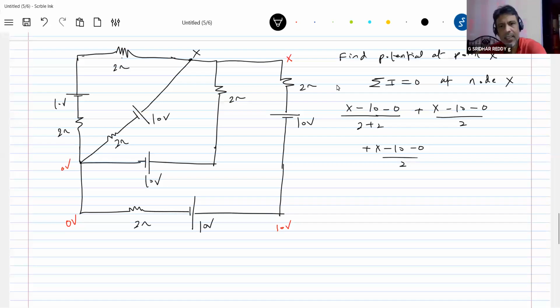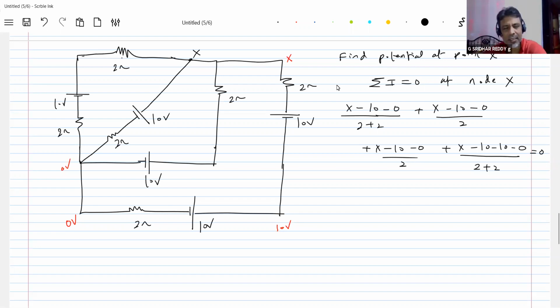Why this 10? The 10 is the battery encountered during the path. After this, there will be one more: X minus 10 minus 10 minus 0 divided by 2 plus 2, and all that is equal to 0. Now what is the path? I'm proceeding like this: X minus 10, then minus 10 minus 0, 2 plus 2. So the only unknown is X. Once you get X, you can find the current in all the branches.